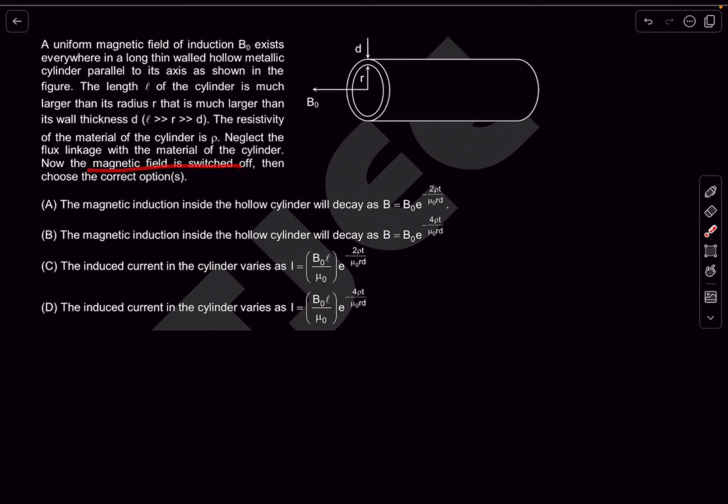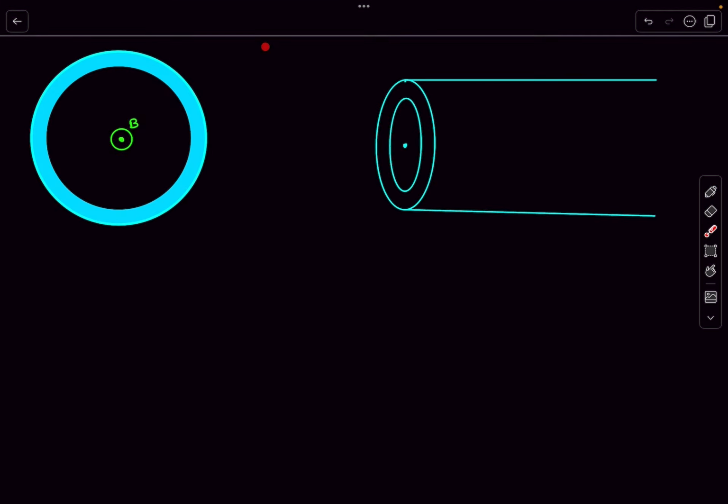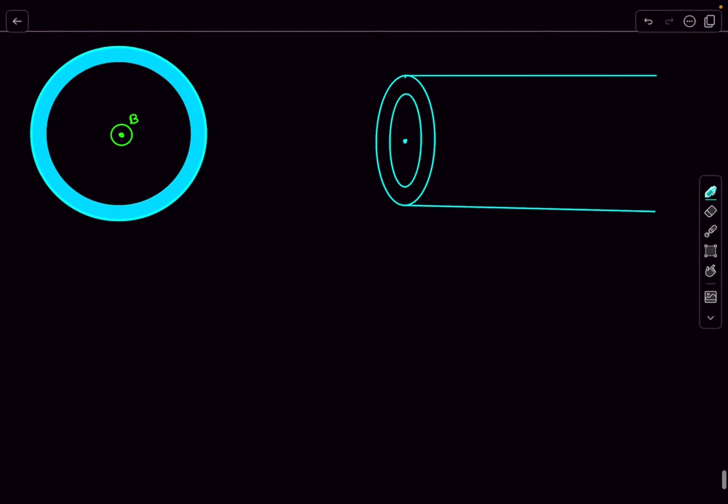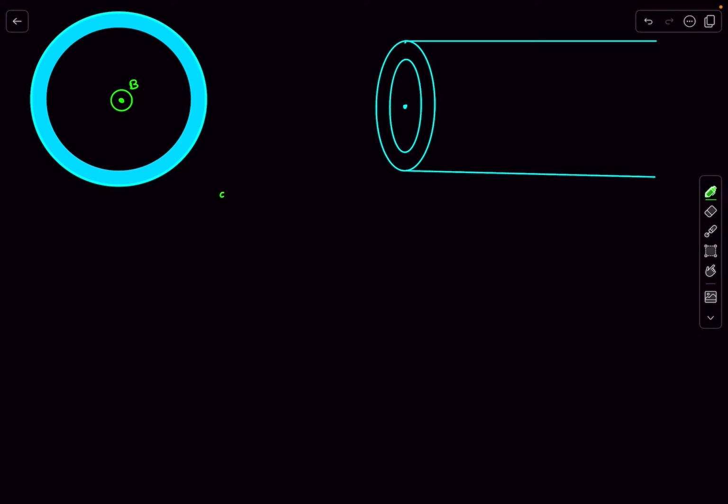And now it's given that the magnetic field is switched off. We have to figure out how the magnetic field varies with time in the hollow part, and also how the induced current varies with time. Okay, so now let's start discussing the problem. Let's say I'm considering the cross-sectional view, and in this view the magnetic field is coming out, and it's given that the magnetic field is switched off, which means dB by dt will be negative, or in short the magnetic field is going to decrease, right?